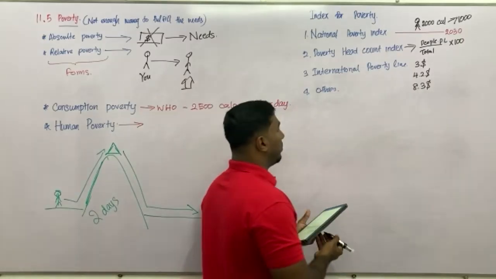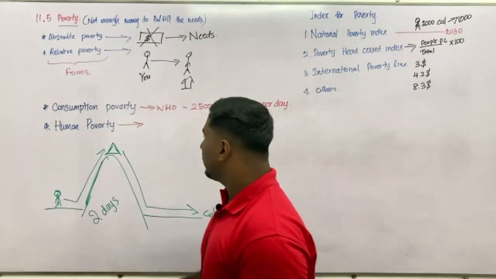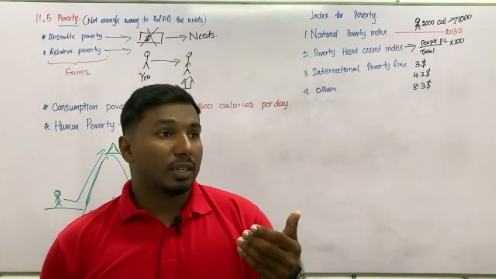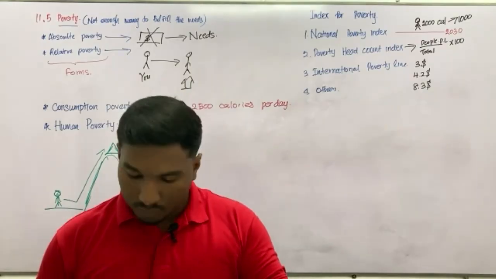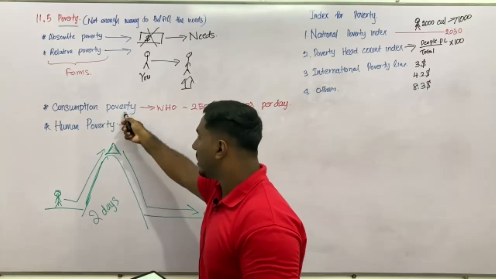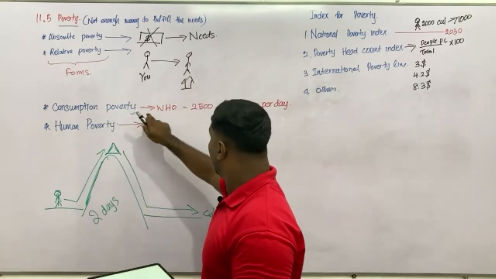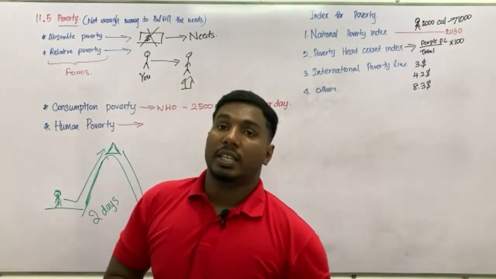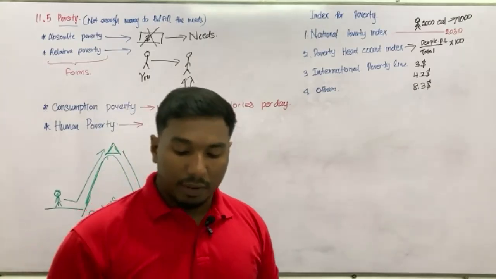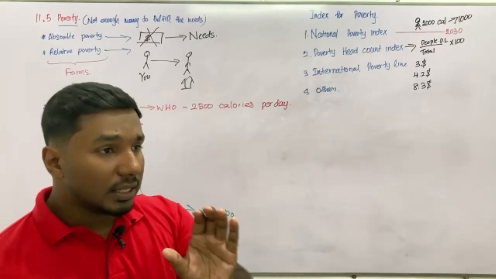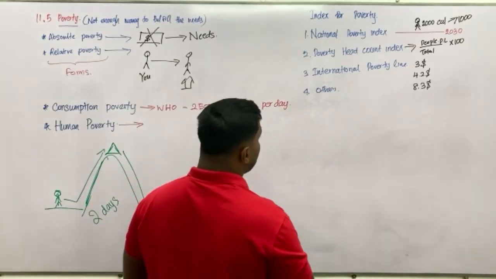And other poverty index. Human poverty index means this is measuring the human poverty. Okay, the people who are not cared for by the parents, any people. Okay, consumption poverty index means they are calculating the consumption poverty. Okay, consumption poverty means the person who is not able to achieve the minimum calorie level. Okay, so the poverty gap index means the poverty gap.